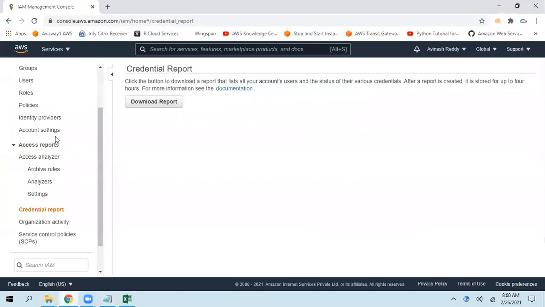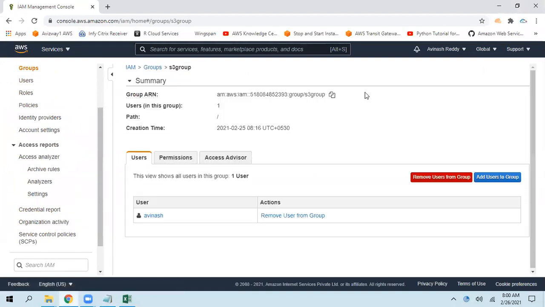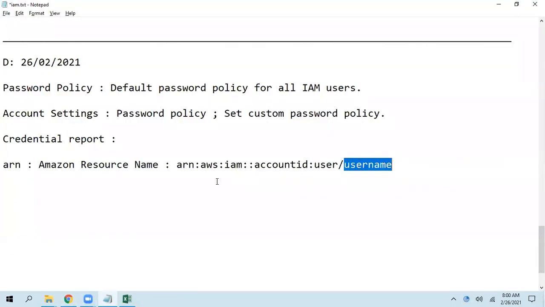If you take a group, for example, you navigated to groups, you can even get an ARN name for the group also. If you observe this, see, 12 digits is the account ID. Instead of user, we have a group and the group name.